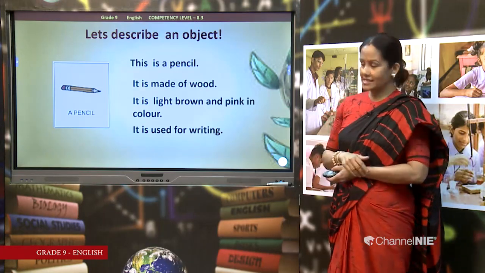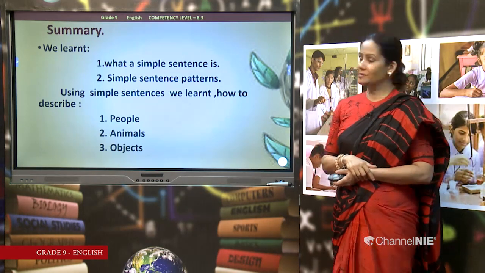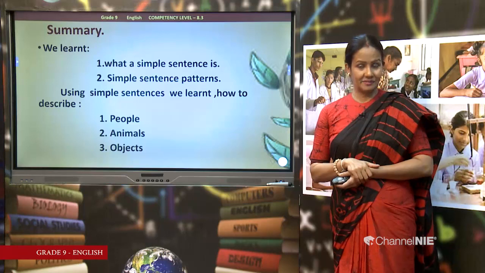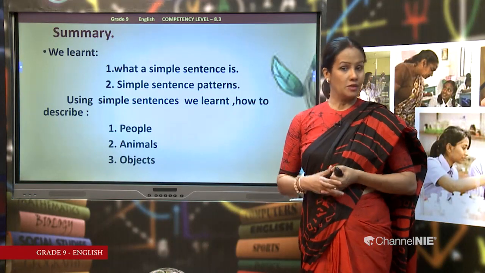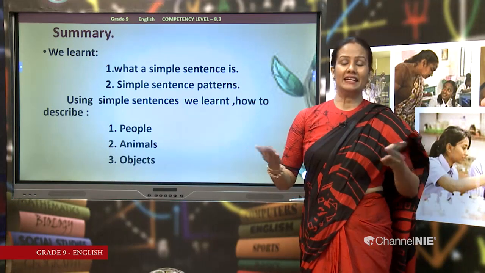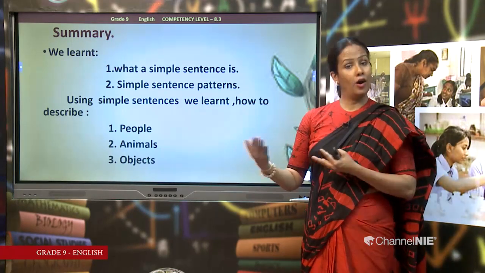Can't you? Yes. So, we will have a summary of what we learned today. Yes, we learned what a simple sentence is. Can you remember, which has one meaning? Simple sentence patterns. We learned 5 simple sentence patterns. Can you remember? Using simple sentences, we learned how to describe people, animals, and finally objects. Children, we are at the end of our lesson. By using what you learn from this particular lesson, you can write anything that you can describe. Either it can be a person or a thing or an animal.